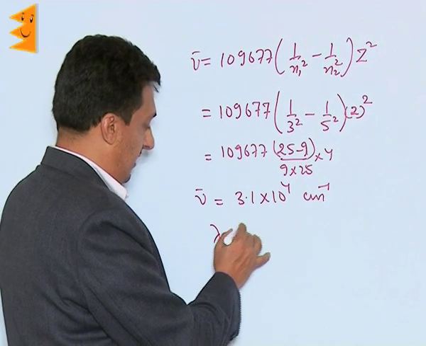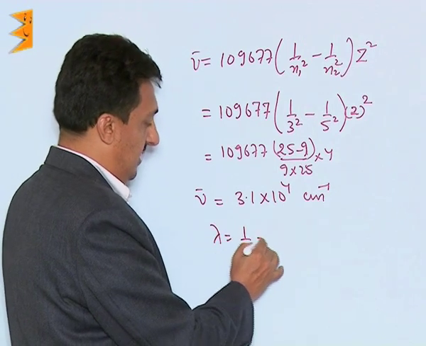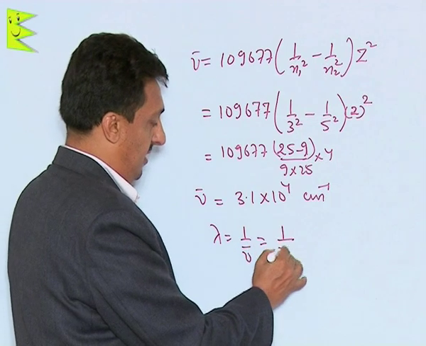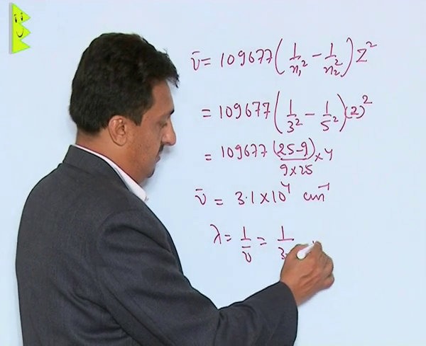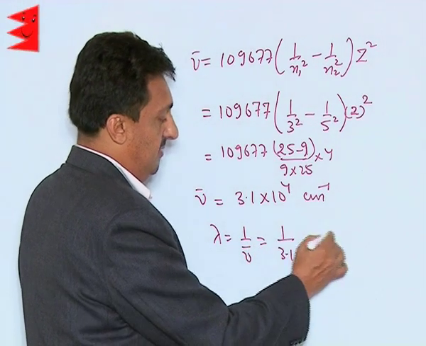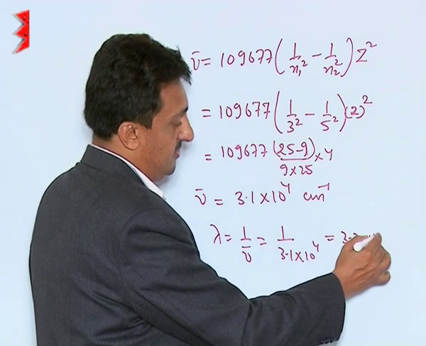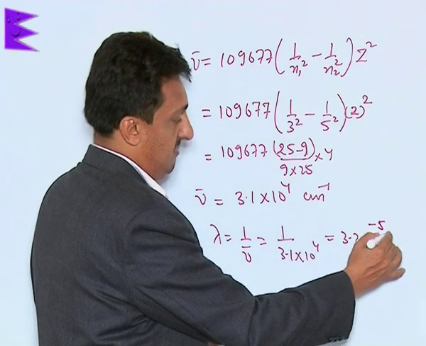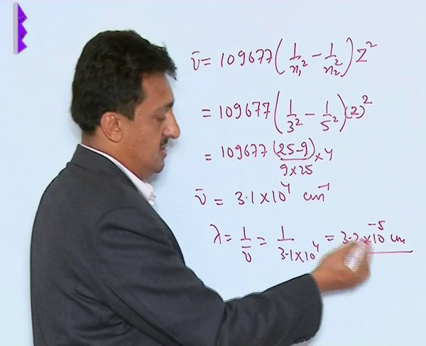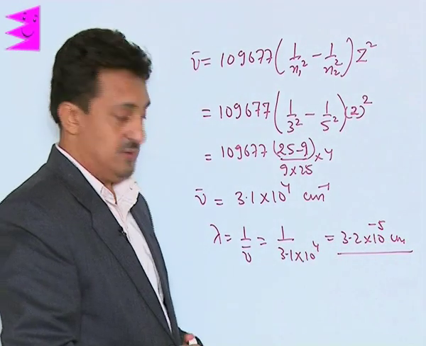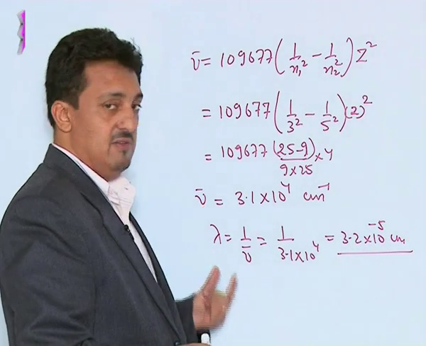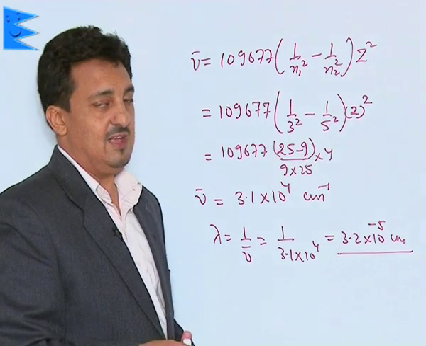Therefore, the wavelength, which will be the inverse of this, will be 1 upon 3.1 into 10 to the power 4, which comes out to be 3.2 into 10 to the power minus 5 centimeters. So this is how we can find out the wave number or the wavelength associated with any of the transitions.